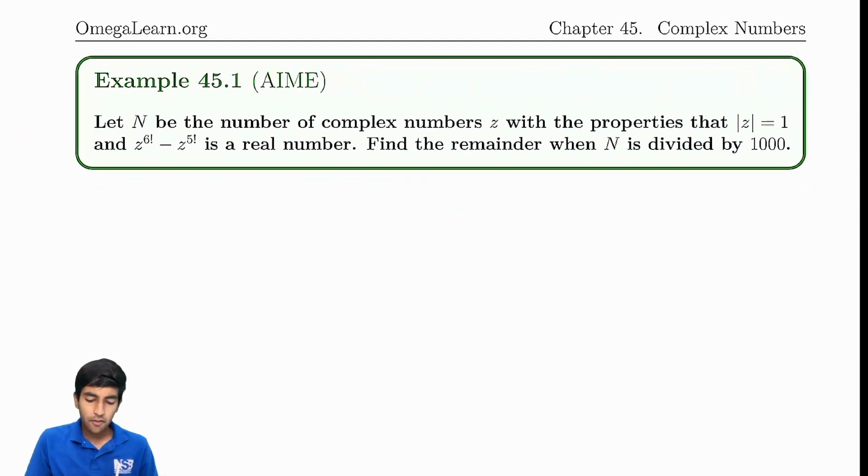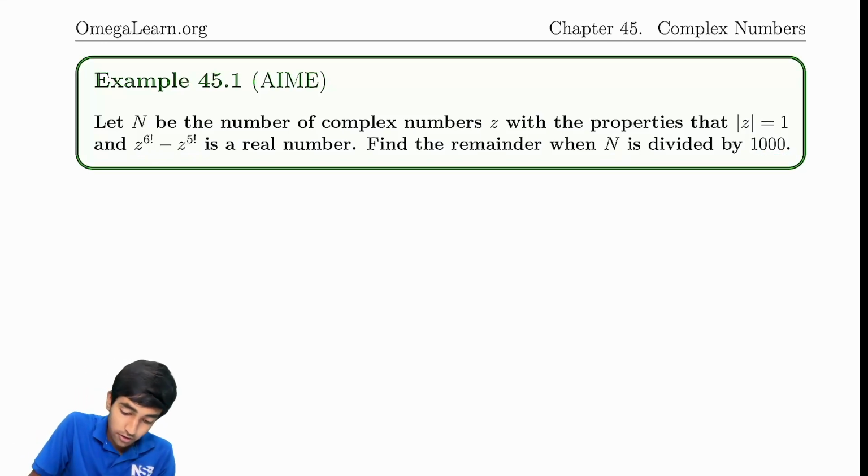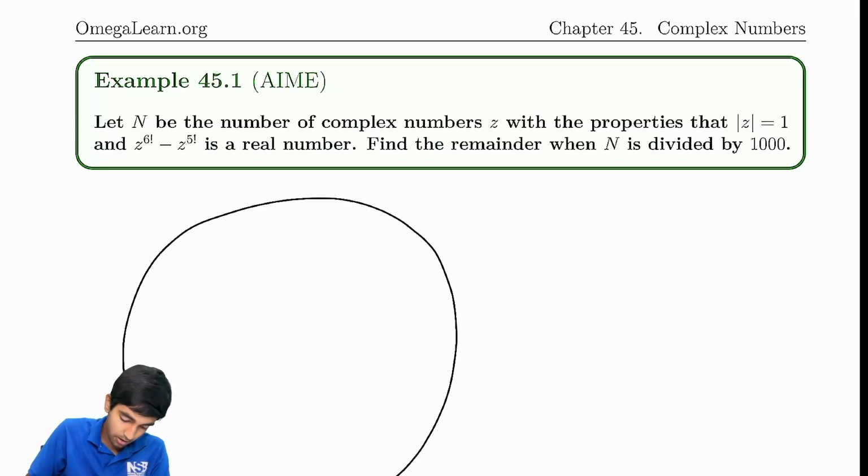Let n be the number of complex numbers z with the property that magnitude of z is 1, and this is a real number. Basically, find n. Find the number of complex numbers that satisfy this property. And then we can easily do this. First thing to notice here: magnitude of z is 1, so it lies on the unit circle in the complex plane.